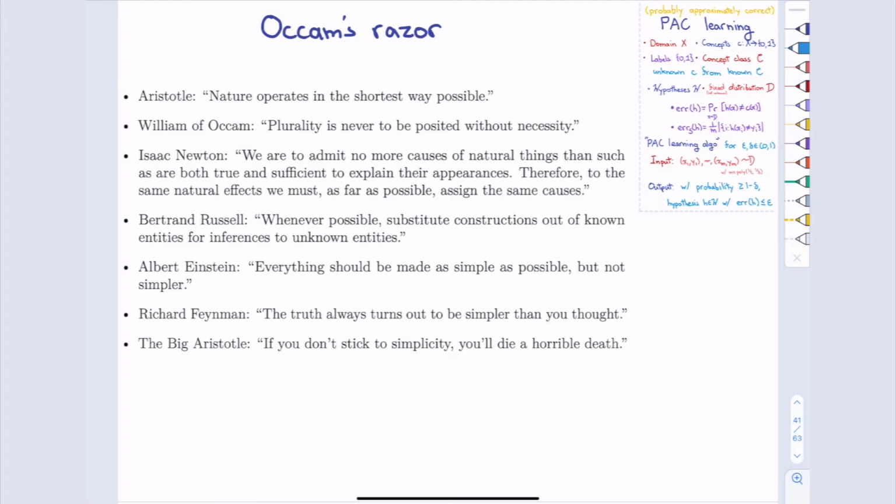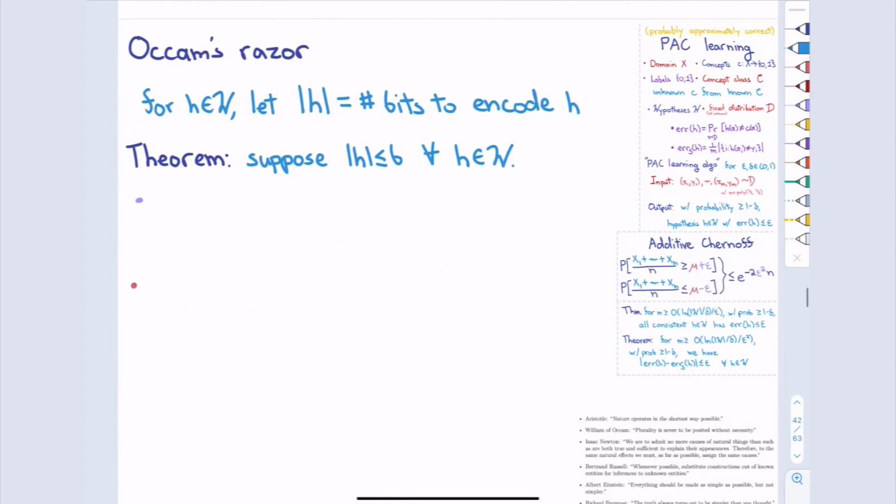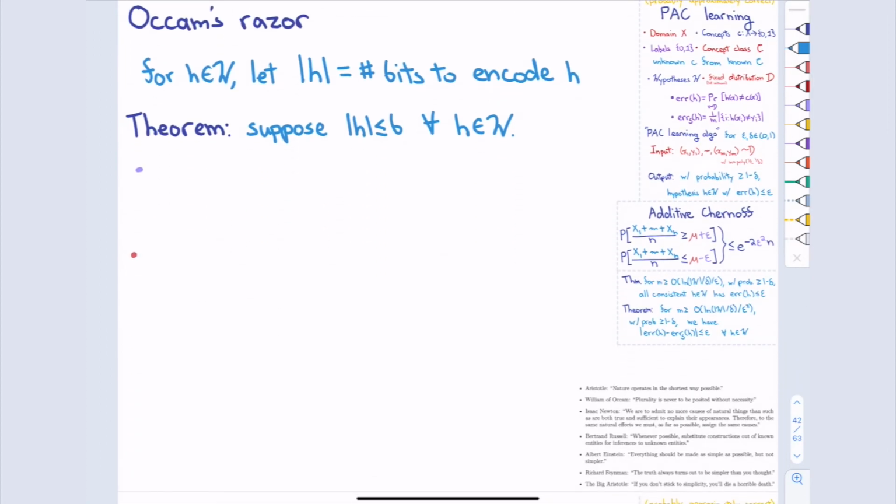But the general idea is we should prefer simpler explanations, or what we'll see here is simpler hypothesis classes, and we'll get better bounds. Let me explain. How do I measure simplicity in computer science? By the number of bits it takes to write it down. So let's say I'm looking at a class of hypotheses where every hypothesis can be written in b bits for some parameter b.